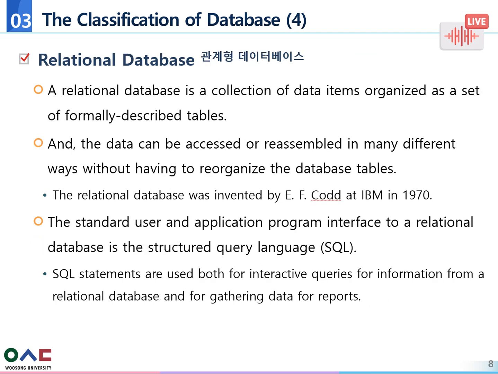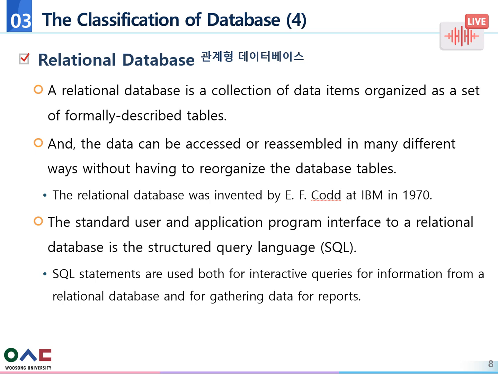Relational database. A relational database is a collection of data items organized as a set of formally described tables. And the data can be accessed or reassembled in many different ways without having to reorganize the database tables. The relational database was invented by E.F. Codd at IBM in 1970.